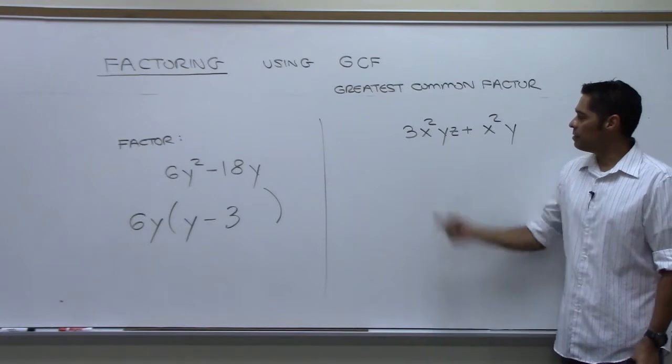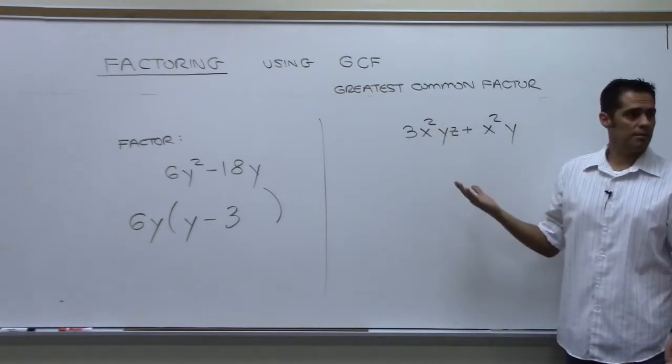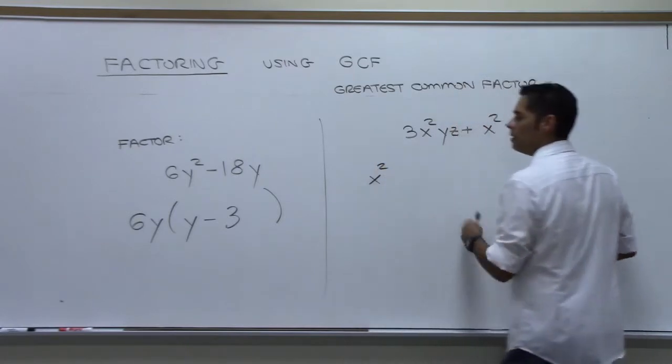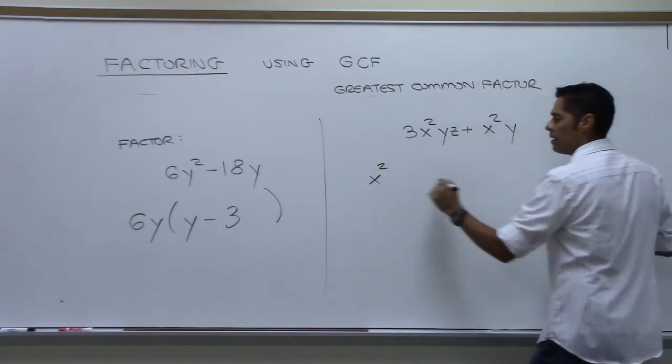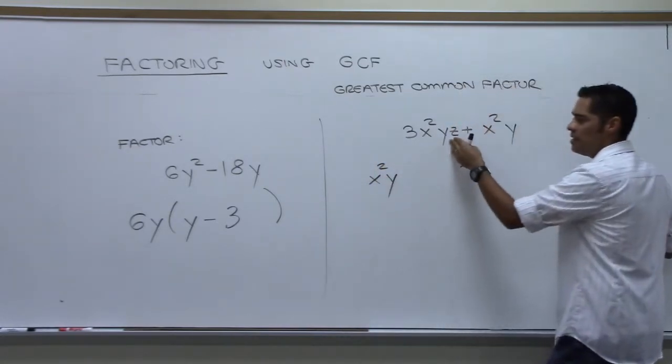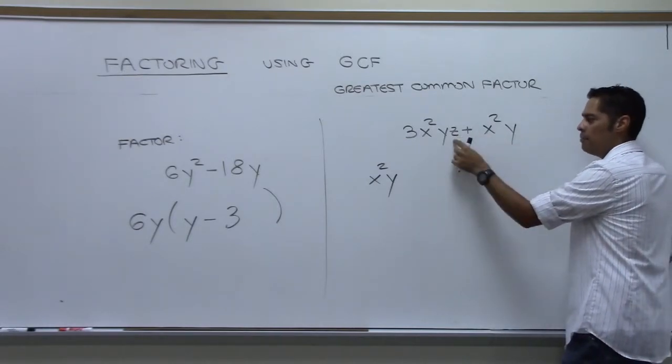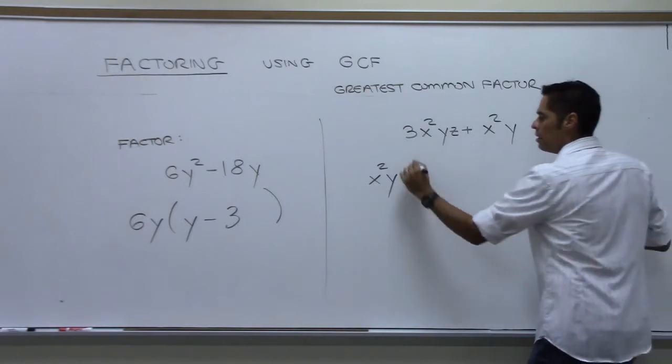Let's look at the x's. X squared, that's a factor of both, right? So I can pull out an x squared. How about y's? A y and a y, right? So I can have one of those. How about z's? I don't have a z here. I do have one here, so I can't pull that z out.